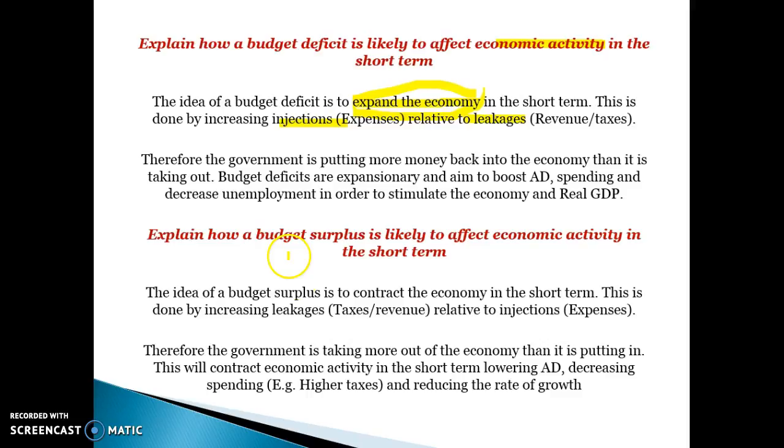Budget surpluses, on the other hand, are considered to contract the level of economic activity because leakages are higher than injections, and the government is taking more out of the economy than it is putting back in, which is slowing aggregate demand.